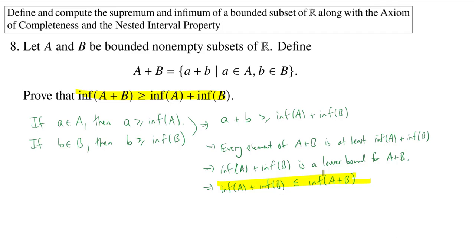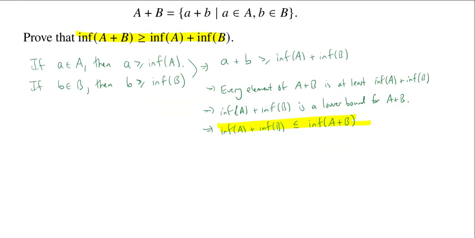Let's just prove the reverse inequality here, just so you've seen a proof of it. It's a really handy thing. So let's now prove that the infimum of A plus B is less than or equal to the sum of the infima. And this is actually a little bit tricky to do until you've seen the trick.